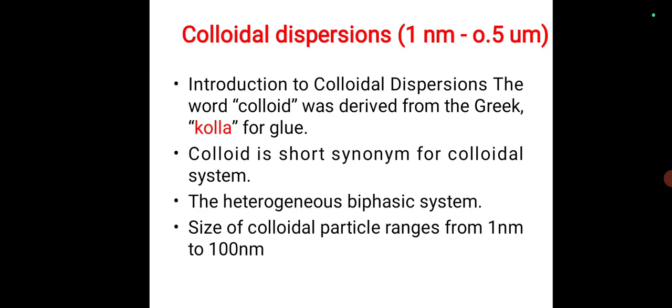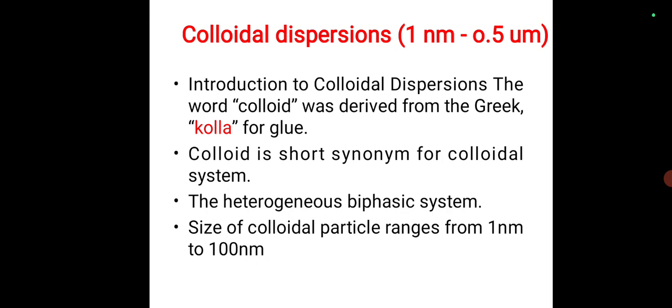Next, we are going to discuss colloidal dispersion. The size is 1 nanometer to 0.5 micrometer. First of all, the word colloid was derived from the Greek word kolla, meaning glue. Colloid is a short synonym for colloidal dispersion. Already I said they have two phases, so we call it a heterogeneous biphasic system.